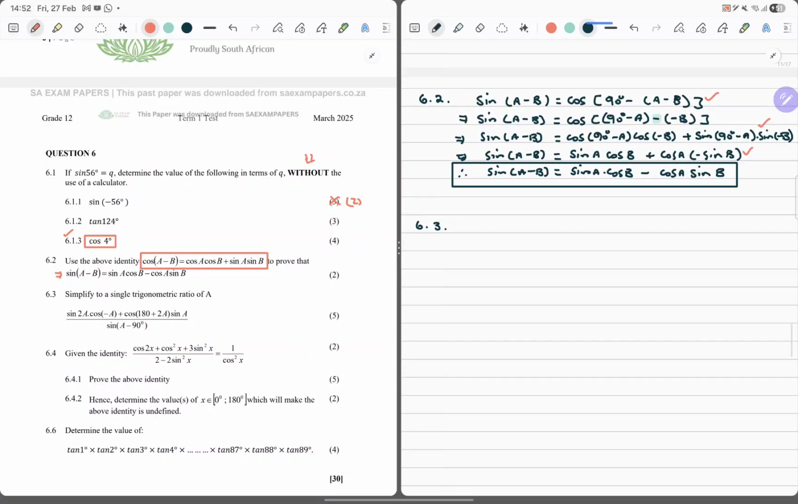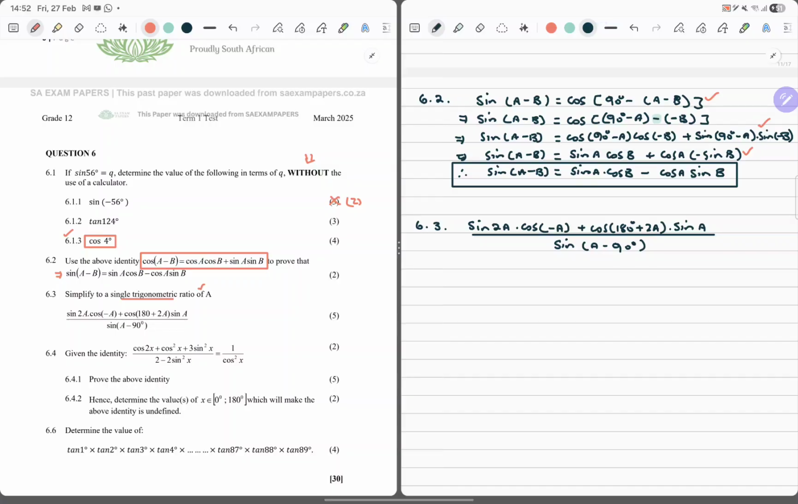Right, let's get to the next question. It says simplify to a single trigonometric ratio of a. Okay, so we've got sine 2a cos of minus a plus cos of 180 degrees plus 2a times sine a, all divided by sine of a minus 90 degrees.